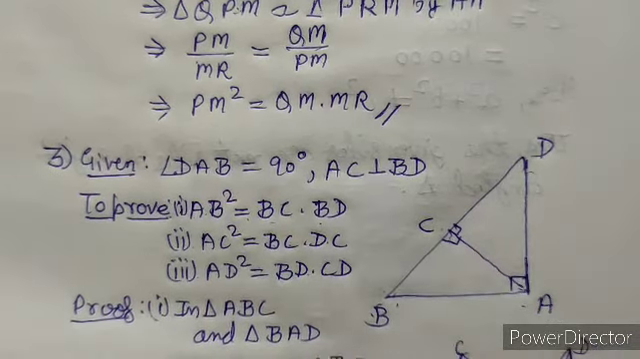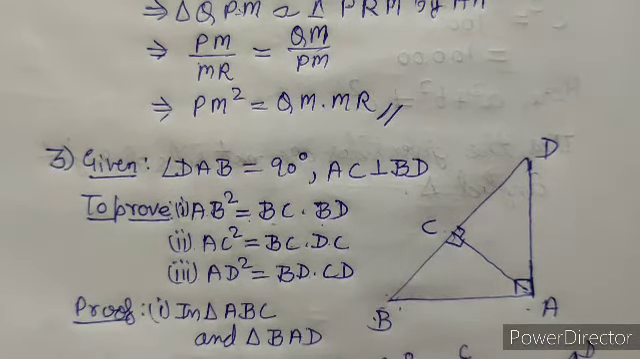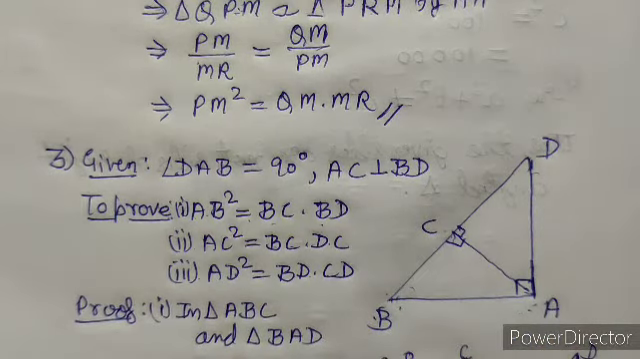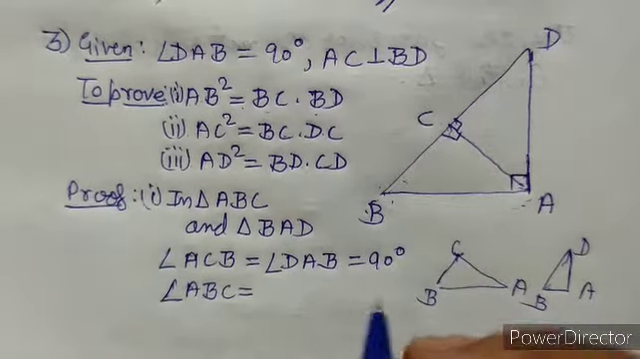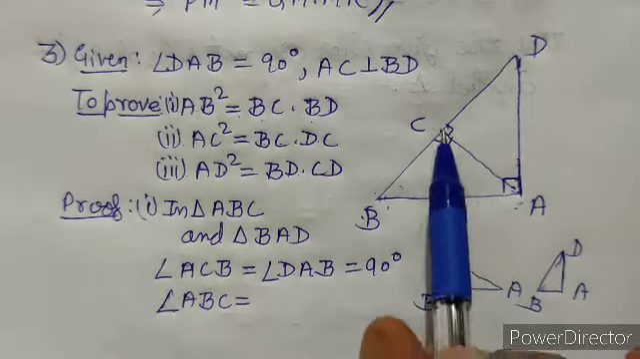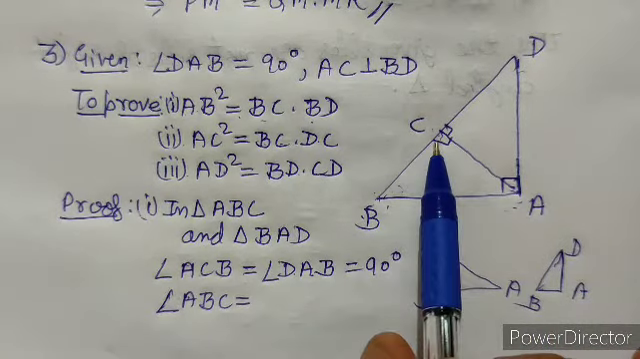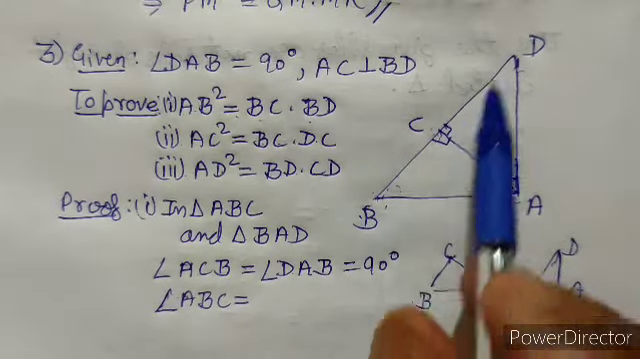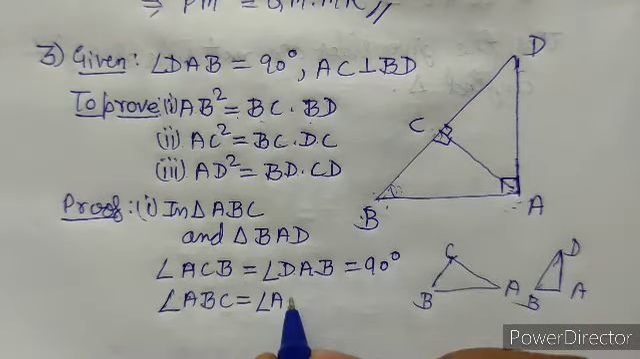Now, and these two are of 90 degree. Second one, in these two triangles DAB and ABC, angle B is common. That means angle ACB will be equal to DAB, and both are of 90 degree each. Now angle ABC and ABD will be equal, as this is a common angle.